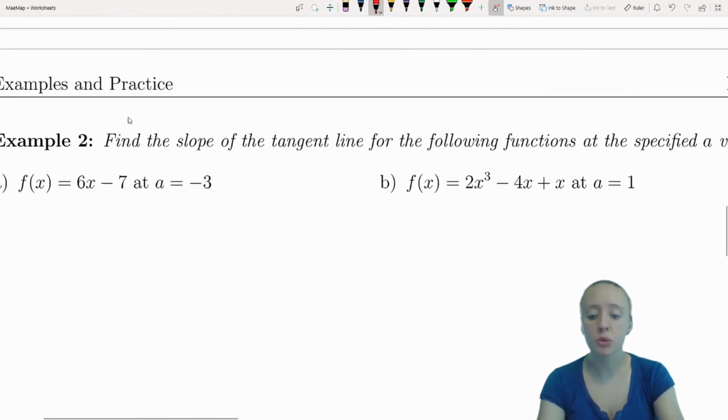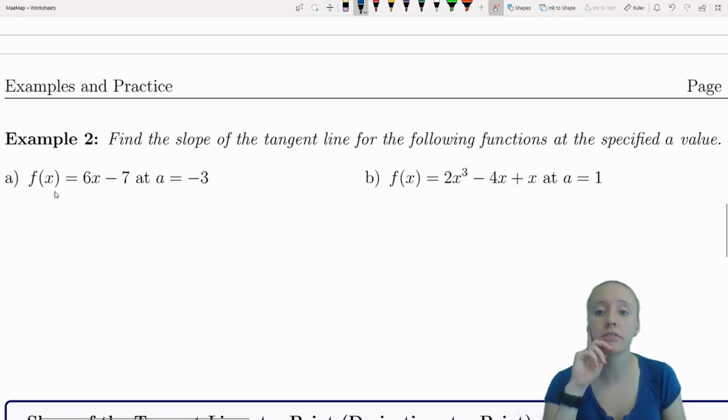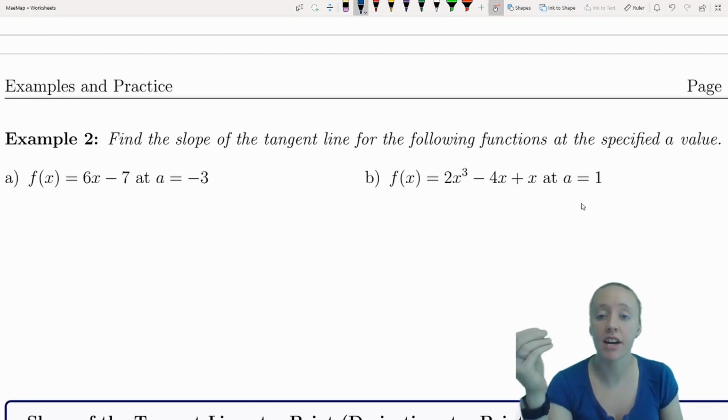Moving on to example 2, let's get some more practice with using that limit. So if we're trying to find the slope of the tangent line, or the derivative at the following specified a values of those given functions, let's go ahead and use that limit formula.